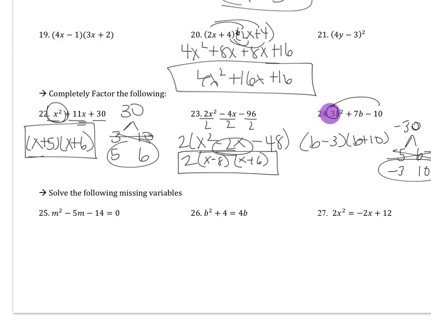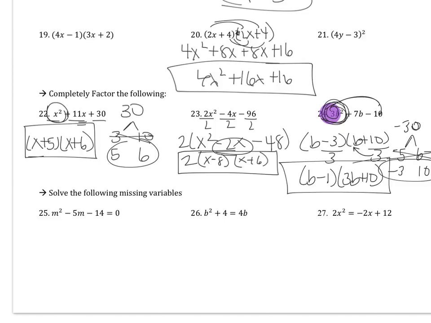What do I have to remember to do now? I got to take this 3 and I got to divide everybody. I slid and then I divided. So now simplify. 3 over 3 makes 1. 10 over 3, can I do it? Nope. So I slide that 3 right in front of b. I'm done.